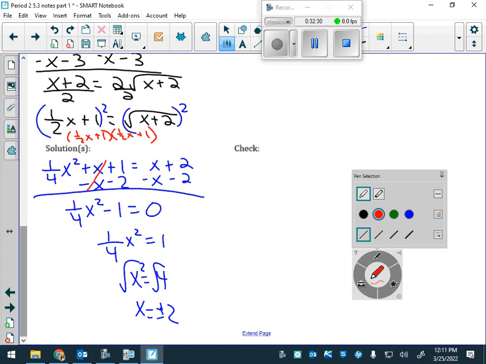Okay, so from there, set everything equal to 0. Well, your x's end up canceling out. So you have 1/4 x squared minus 1 equals 0. Add 1 to the other side, then multiply by 4. Get x squared equals 4. Take the square root, okay, to get plus or minus 2.